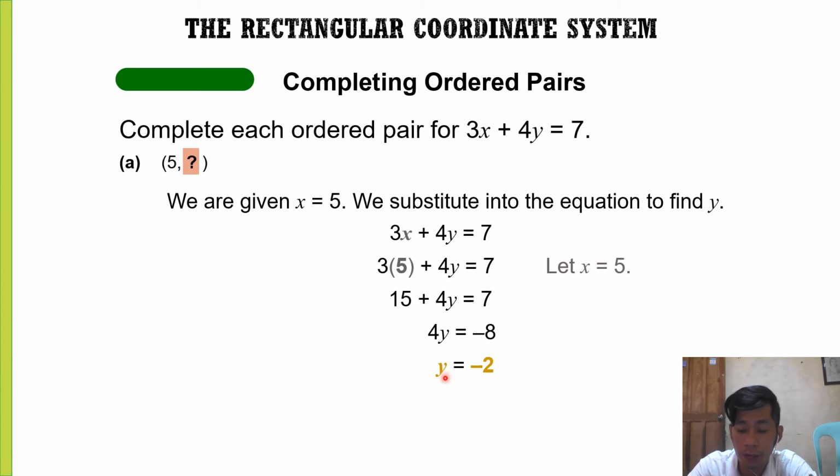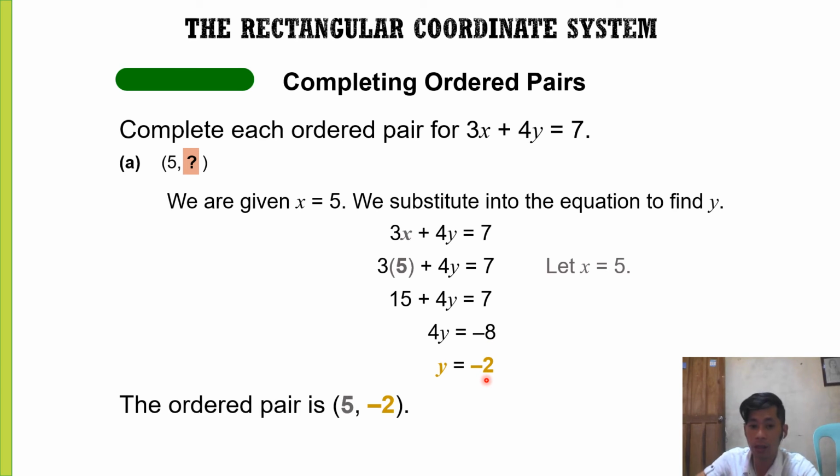Then, to find y, you're going to use division property of equality or multiplication property of equality if you want. So, you're going to divide both sides of the equation by 4. So 4 divided by 4 is 1 times y equals y is equal to negative 8 divided by 4, that is negative 2. So therefore, the ordered pair is (5, negative 2) since y is equal to negative 2.